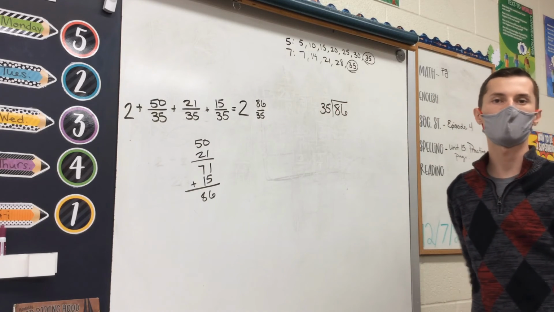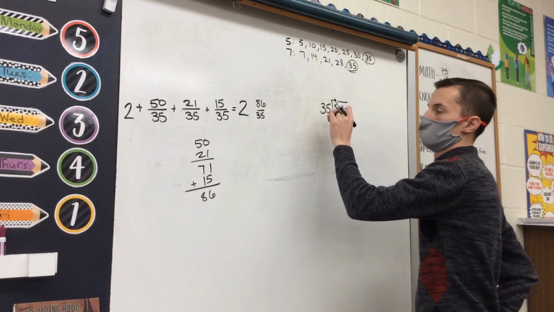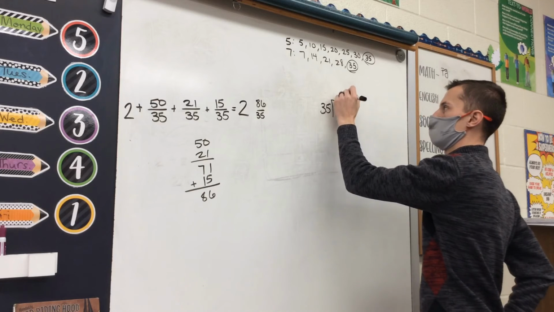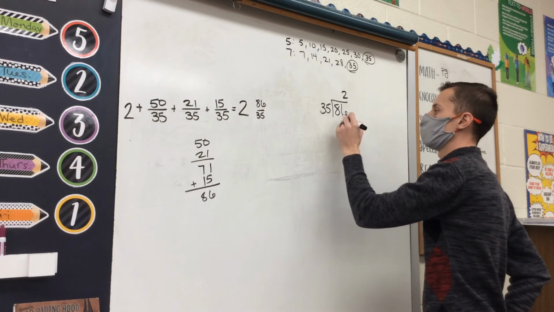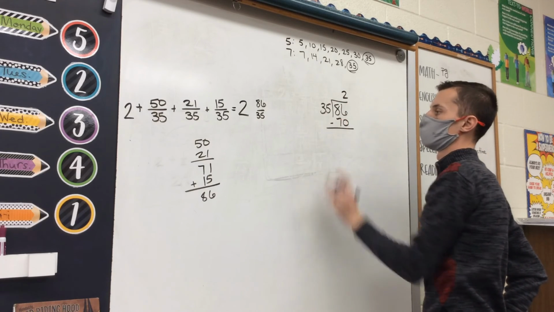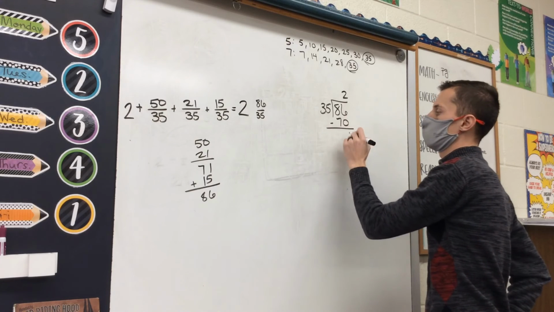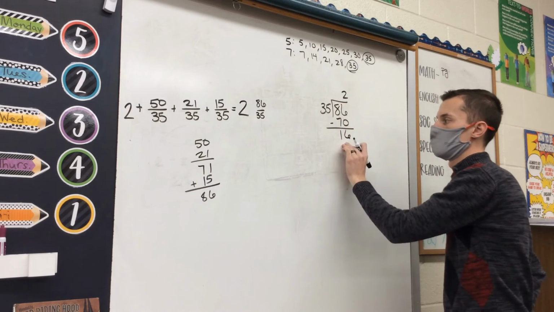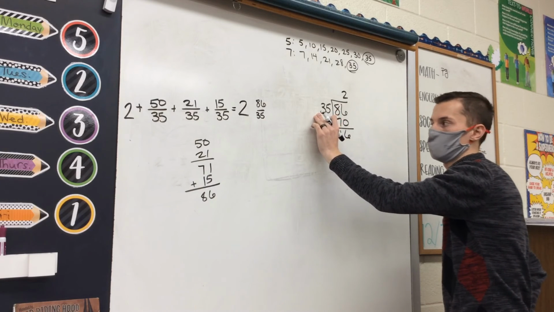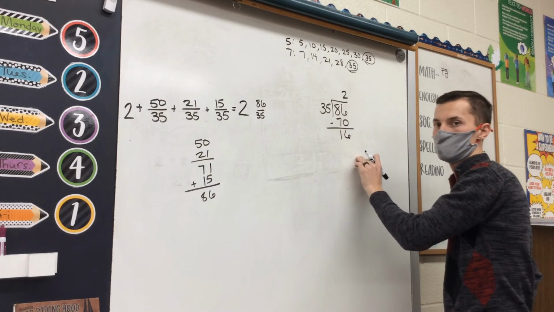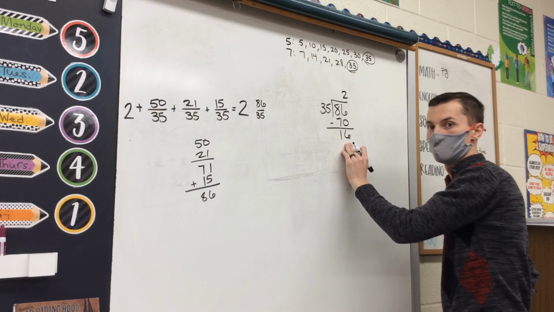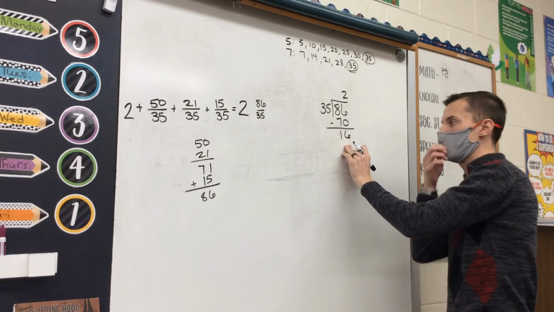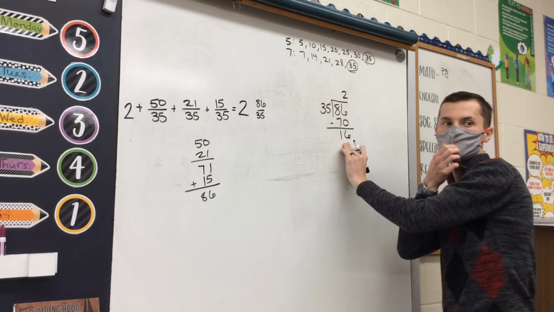So I take 86 divided by 35. We know 35 is close to 30, so if we multiply it by 2, we get 70. 35 times 2 is 70. We subtract, and we are going to get 16. Now, that is our remainder, but we have to do something with it because we don't put remainders anymore. We have to get a fraction out of that. So we are going to take that 16 and divide it by 35.